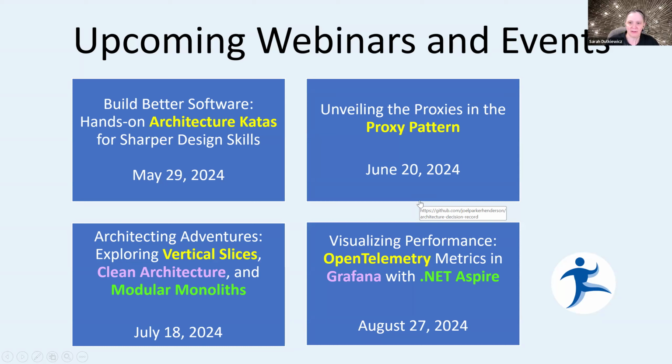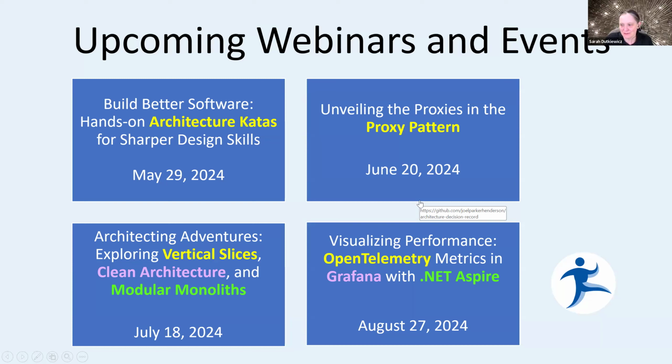In June, we're going to talk about the proxy pattern. The proxy pattern gets its own webinar because there are that many different types of proxies out there. We could fill an hour easily. In July, we're going to talk about vertical slices, clean architecture, and modular monoliths. As some friends say jokingly, it looks like it's going to be a cage match. It's not going to be a cage match. It can be friends, I promise you. We'll talk about how they all can coexist.